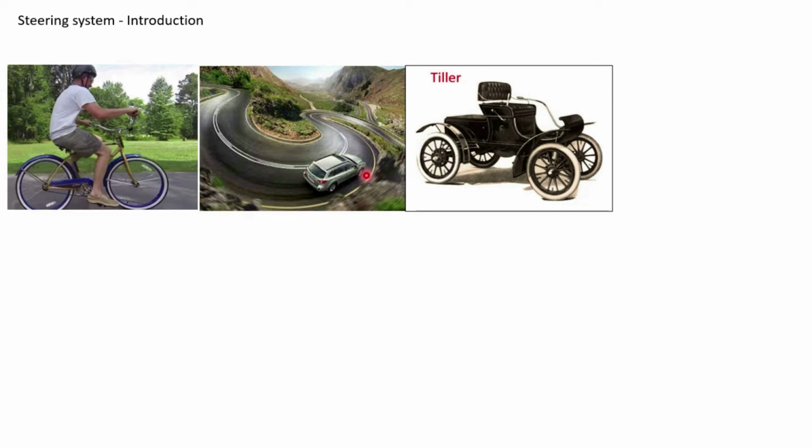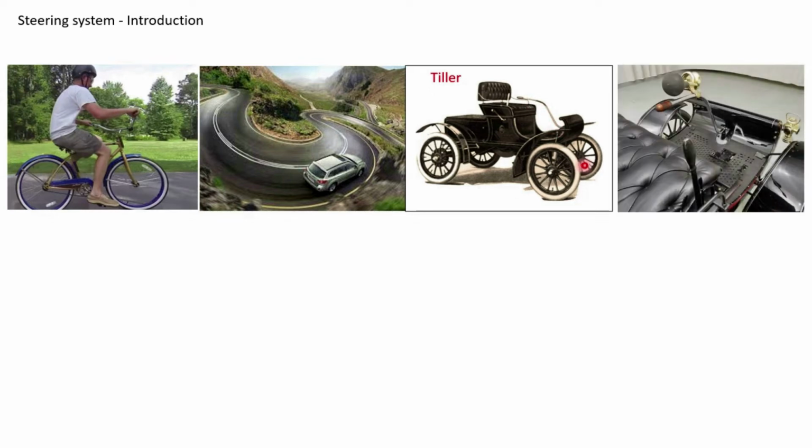If you just look at the history of the steering system in automobiles, the earlier model cars used to have a tiller mechanism to steer the front wheels. The tiller looks like this. The tiller worked in synchronization with the brake system of the vehicle and also the acceleration of the engine. The tiller used to work in moving these wheels left or right.